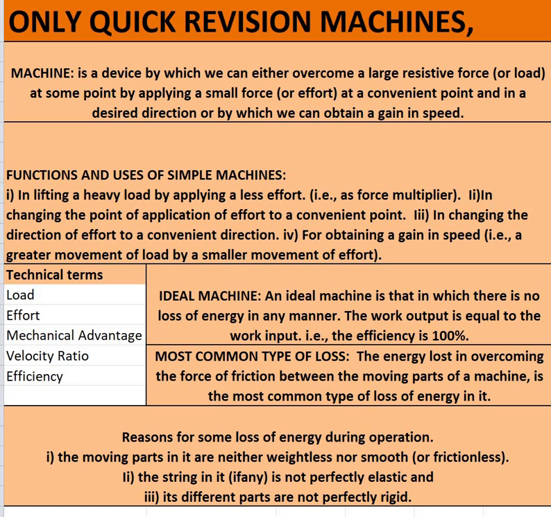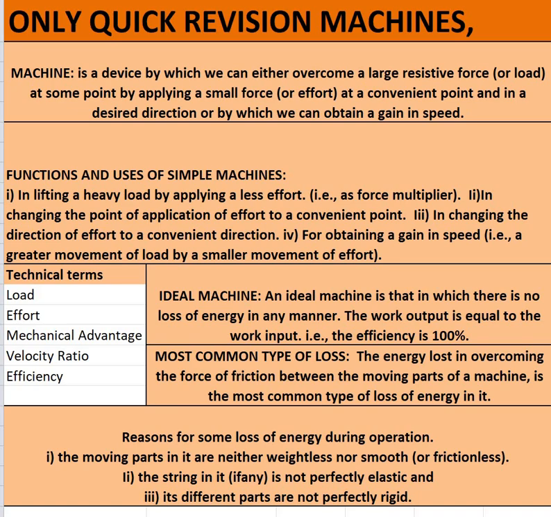The point at which the energy is supplied to the machine by applying the effort is called the effort point, and the point where the energy is obtained by overcoming the load is called the load point. So input energy is equal to work done at the effort point into displacement of the point of application of effort. Output energy is equal to work done at the load point into displacement of the point of application of load.